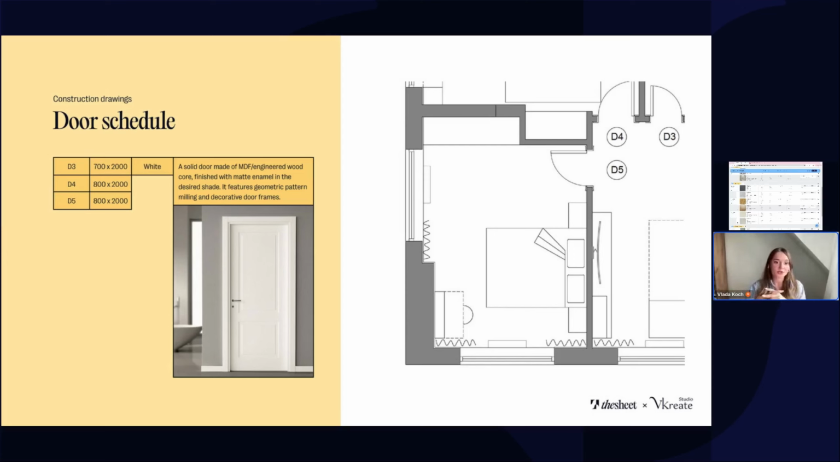Next, we have a door schedule, and the door schedule is also an important part of your construction drawings, because of course you have different types of doors and maybe even different dimensions of doors. As you can see here in this drawing, door number 3 would be smaller, more narrow. It's going to be 70 centimeters because it leads to the bathroom or maybe the storage space. And doors number 4 and 5 would be 80 centimeters in width, and those two doors would lead to the bedrooms.